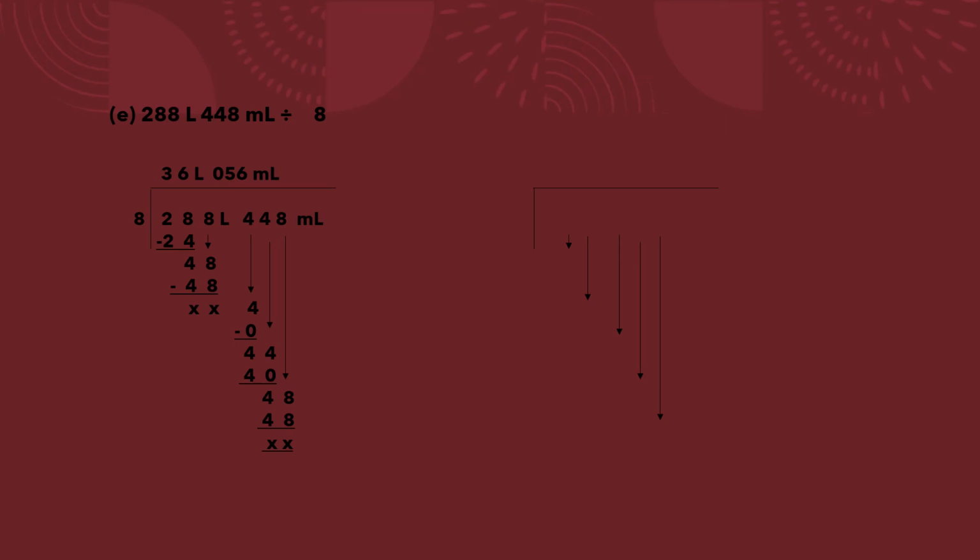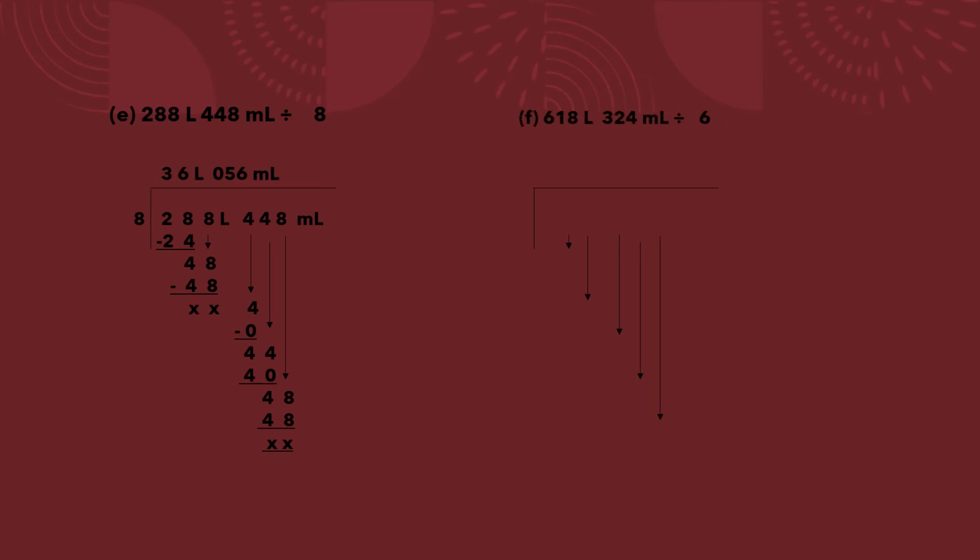Again it will become 48. Now 48 comes in the table of 8 6 times. Write down 6 on the quotient. Then subtract. 48 minus 48 is 0. Then write milliliters also, because this is the part of milliliter. So write on the quotient milliliter. Then your total answer is 36 liters 56 milliliters.